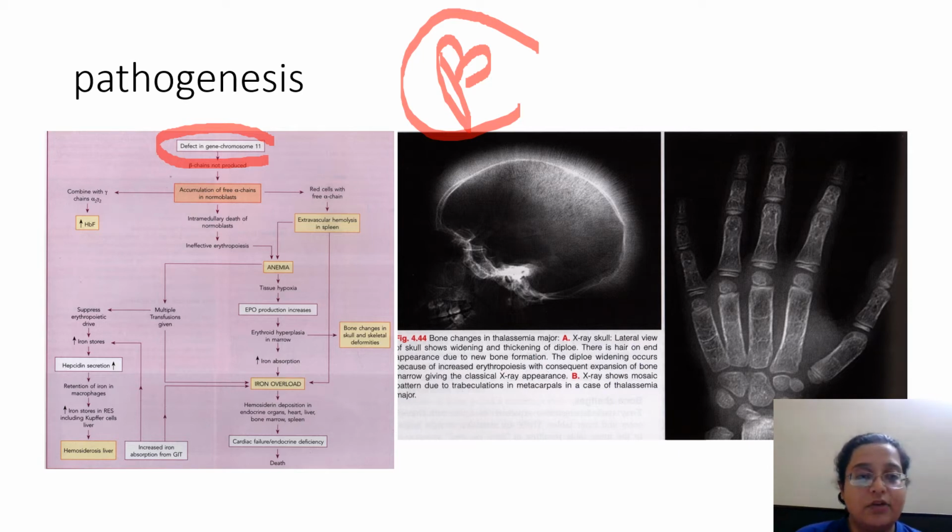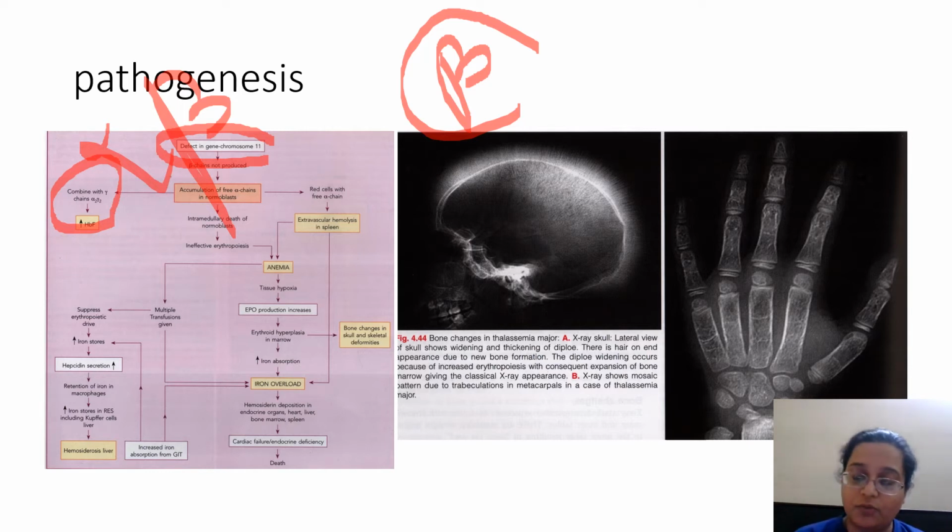So if there is a lot of alpha chain, because there is no beta chain to combine with it, when it combines with the gamma chain, it forms the alpha 2 gamma 2 configuration, which is that of hemoglobin F.